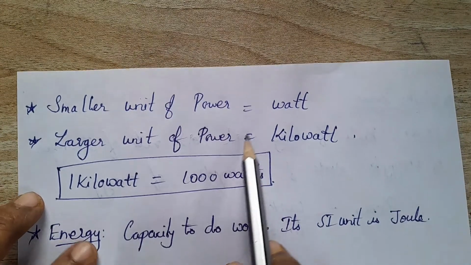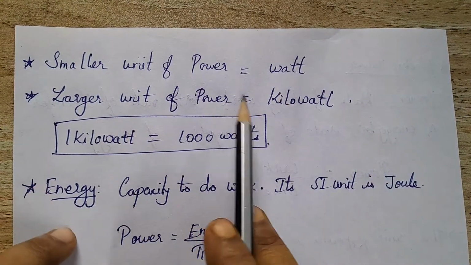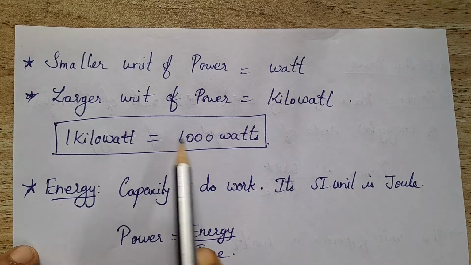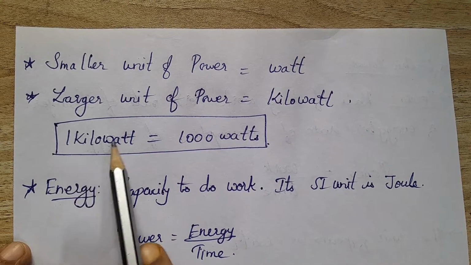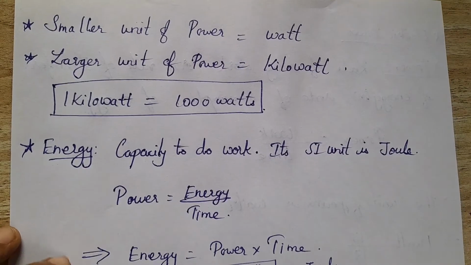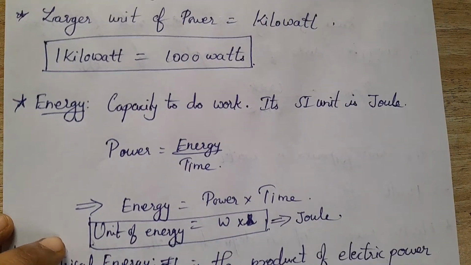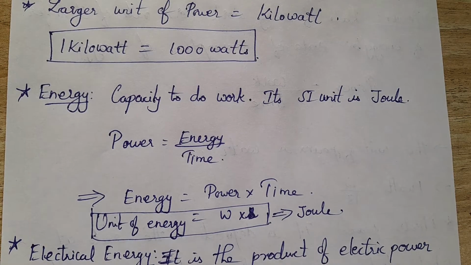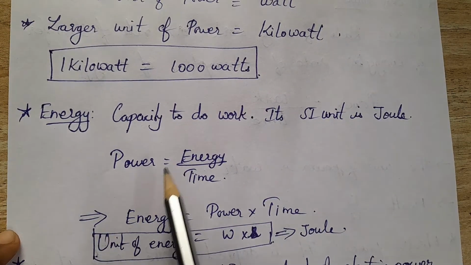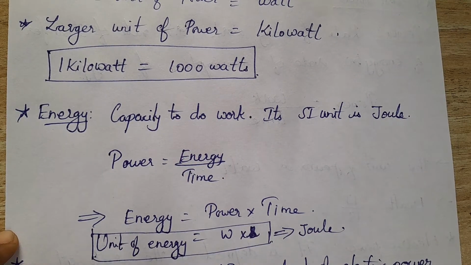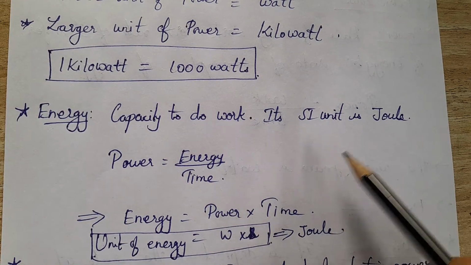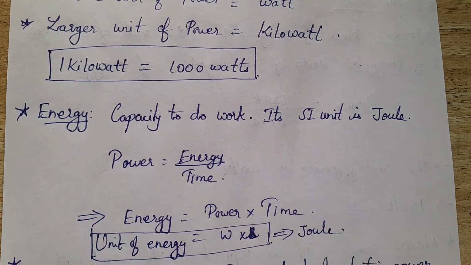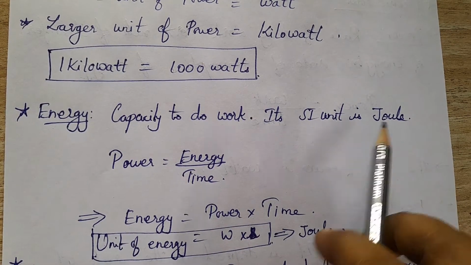The smaller unit of power is watt and the larger unit of power is kilowatt. 1 kilowatt equals 1000 watts, since kilo always means 1000. Likewise, we'll go for energy. If you know what energy is and what its unit is, then we can relate it with electrical energy. What is energy? Capacity to do work is called energy. The SI unit of energy is joule.